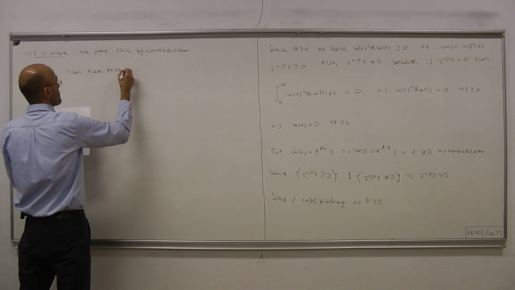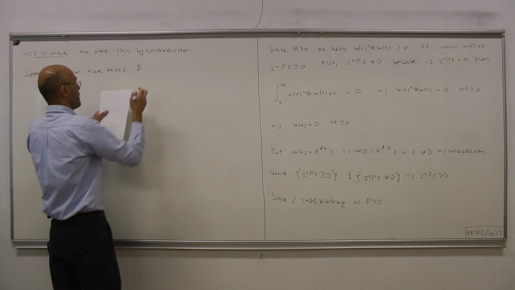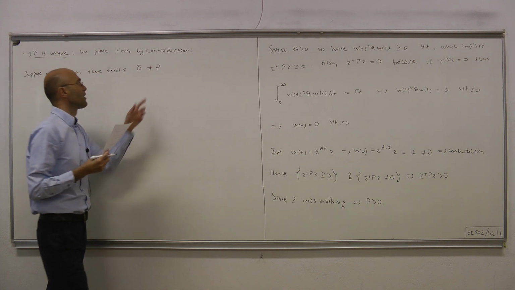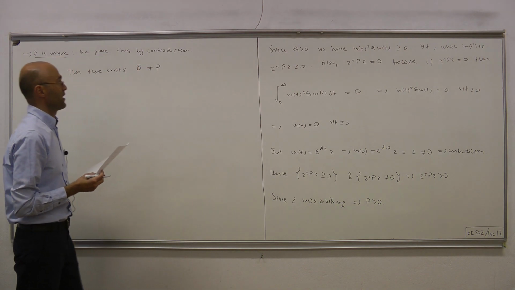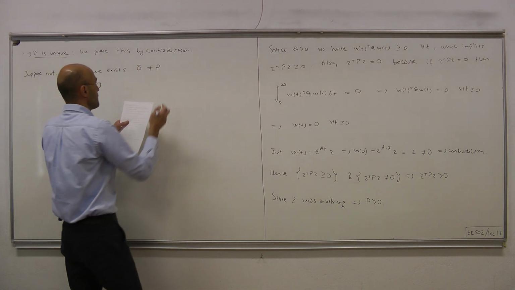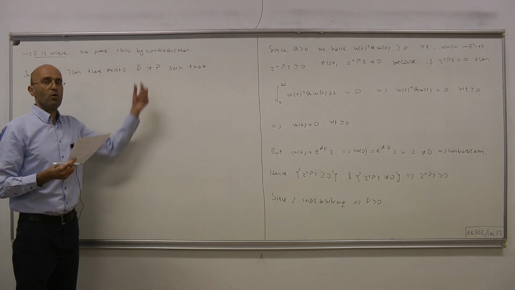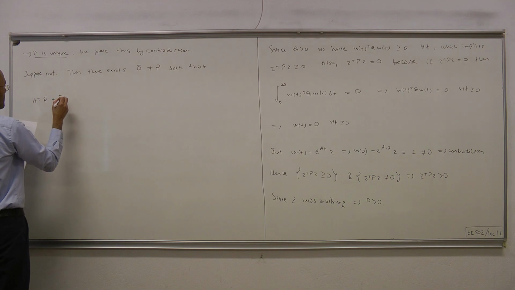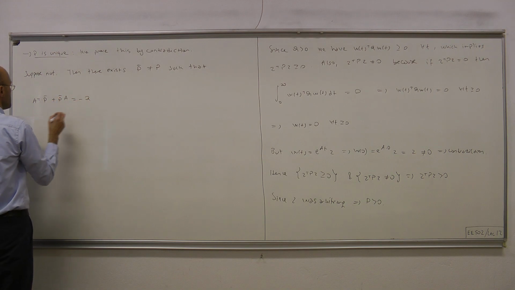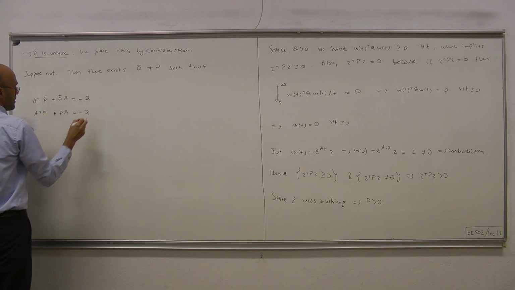there exists another P, let's call it P bar, and that's different from our candidate P, which we constructed through that integral, okay, such that both solve the Lyapunov equation, okay, namely A transpose P bar plus P bar A equals minus Q, and A transpose P plus P A equals minus Q.